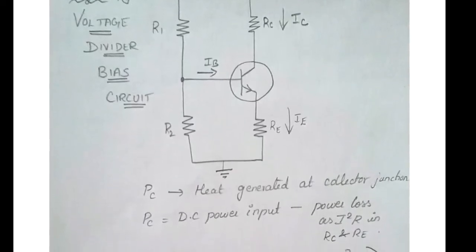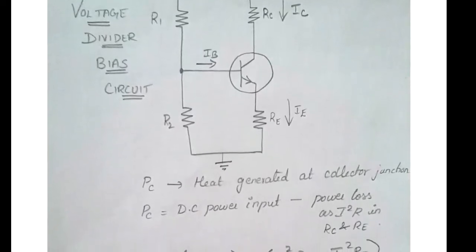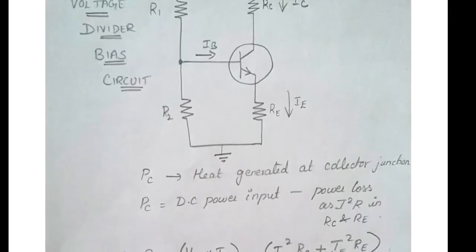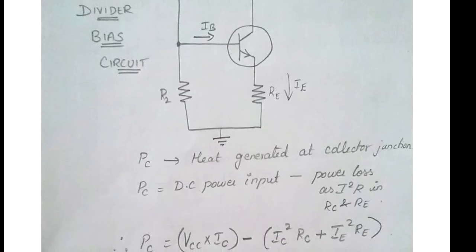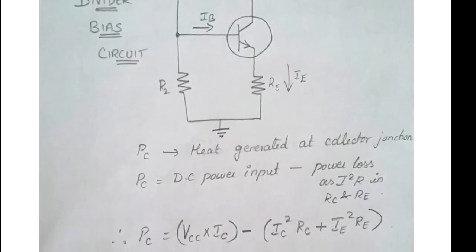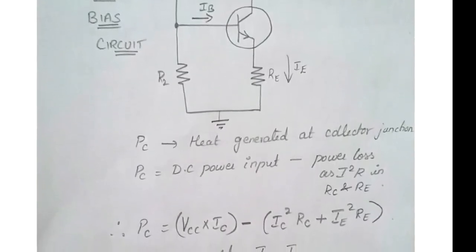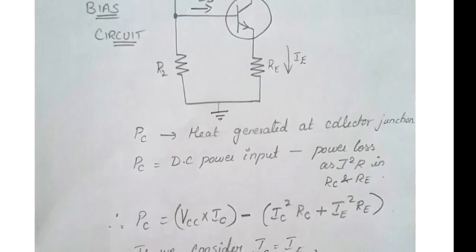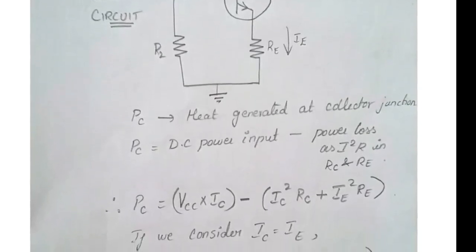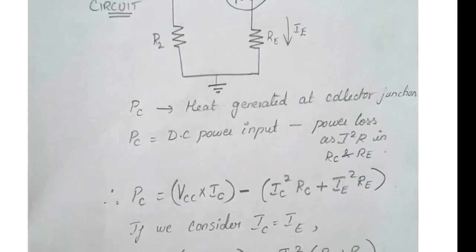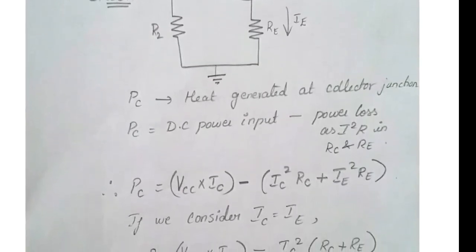This is a voltage divider bias circuit, and we know that Pc is the heat generated at the collector junction. Pc is the DC power input minus the power loss as I square R in RC and RE, which is nothing but the power dissipated in the collector base junction.